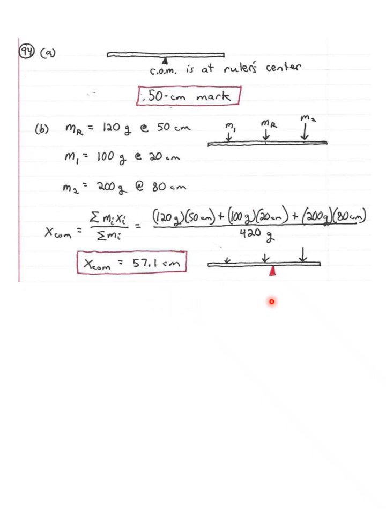So you can see my picture towards the bottom, where the red triangle represents the balance point. And it's going to be a bit to the right, we expect, of the middle mark because the 100 grams and the 200 grams are evenly spaced. They're both 30 centimeters from the middle. But M2, the 200 gram mass, has more mass to it, so it's going to pull that center of mass over a bit to the right.